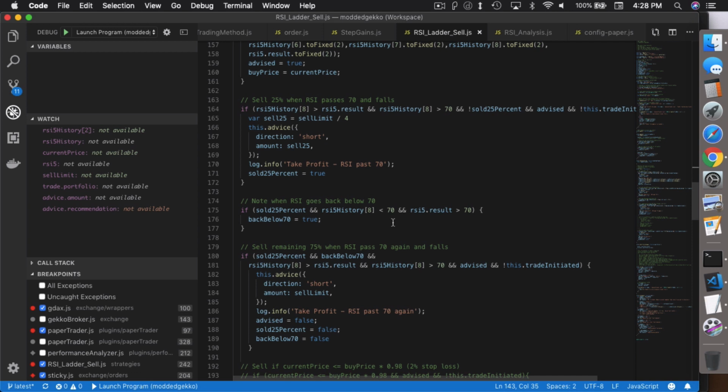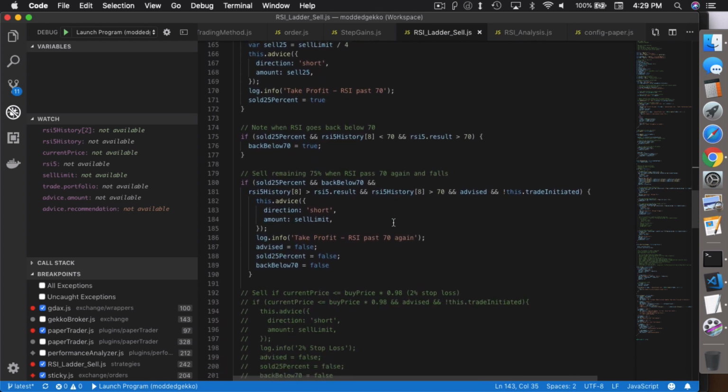The next if statement checks if we sold 25% of it, and if the previous candle is less than 70 and the current candle is greater than 70, meaning that we fell back down below 70, and then we're going back up already, so in the current candle we are back above 70. That means back below 70 equals true, because at this point we previously went below 70, so we're trying to aim for that again, that double top situation. Once that happens, we can sell the remaining 75%.